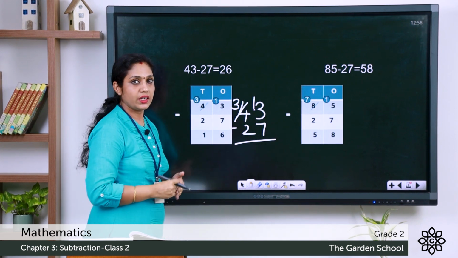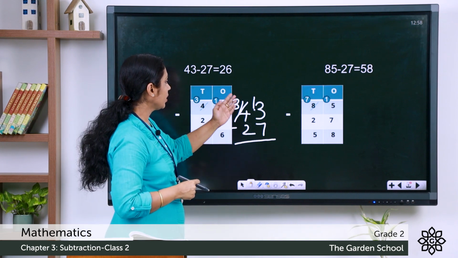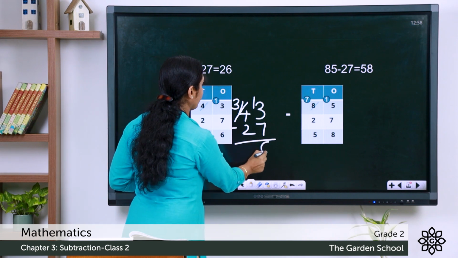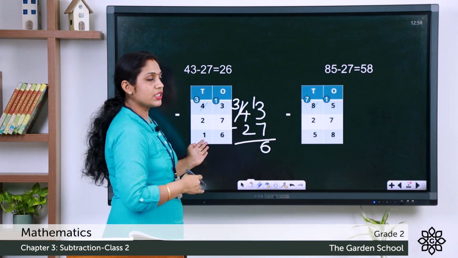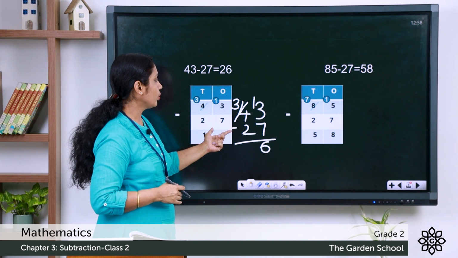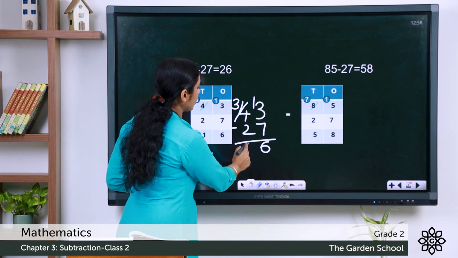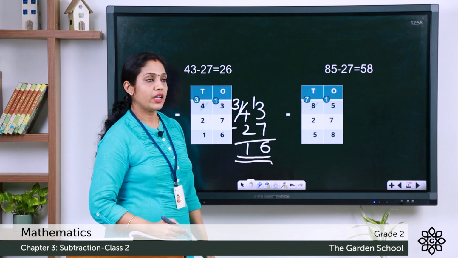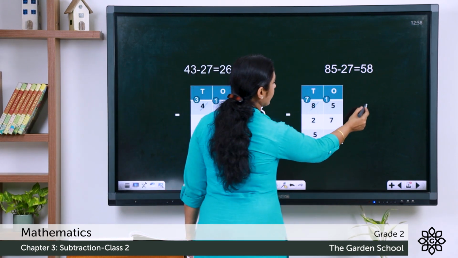It becomes 13. Now we have to calculate 13 minus 7. Answer is 6. Moving to the tens place, we have 3 minus 2. It is 1 and the answer is 16. Next example we have 85 minus 27.